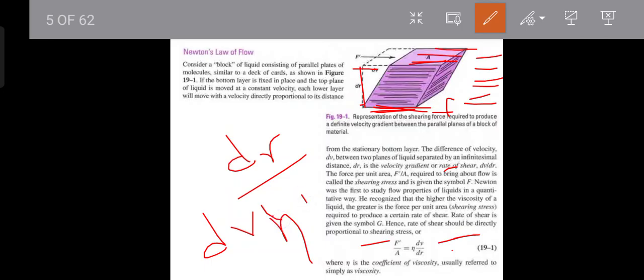So here you can find what the term F naught by A is, that is the force per unit area. Force means F naught, divided by A, the area. So the velocity gradient or rate of shear, dV by dr, is proportional to the force per unit area. So the rate of shear and the shearing stress are proportional, and eta is the proportionality constant, which is also called the coefficient of viscosity. So this is all about Newton's law of flow.